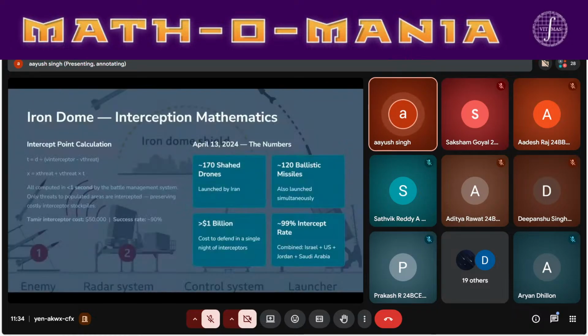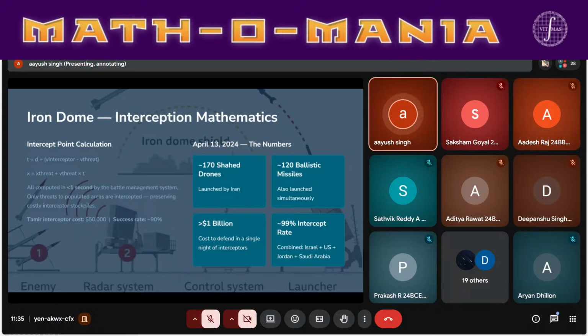Now let us see the interception mathematics. Let us go towards the defender side that day, which was Israel. It uses Iron Dome, which is a very famous interception system. It is a state of the art interception system, said to be one of the best in the world, and it has been tested many times throughout history. Now, let us see what kind of mathematics it uses.